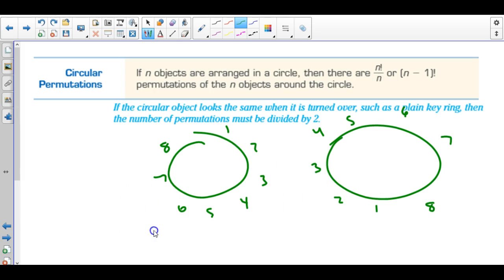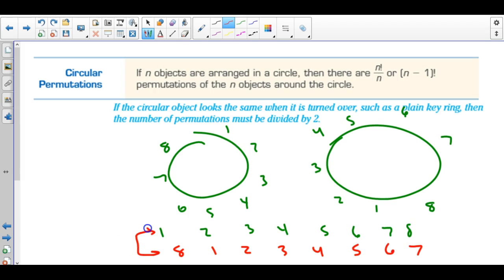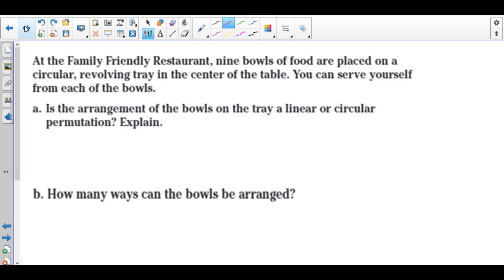If I ordered these numbers in a line though, let's say I had 1, 2, 3, 4, 5, 6, 7, 8, and I switched my order by bumping everybody down 1, so 8 came to the front, I would have 8, 1, 2, 3, 4, 5, 6, 7. These 2 8-value strands of numbers are different. So the circle is what really changes it. If this were my case, I would just take my number of people minus 1 and throw a factorial on there. So if you put 7 factorial into your calculator, it would tell you how many of these rotations there would be. So let's see one more example.